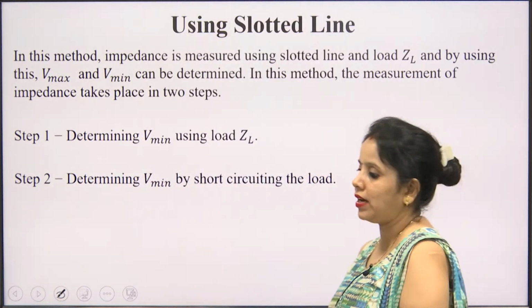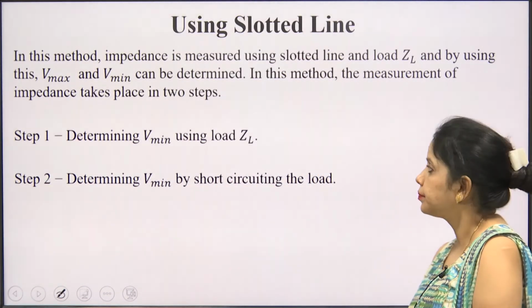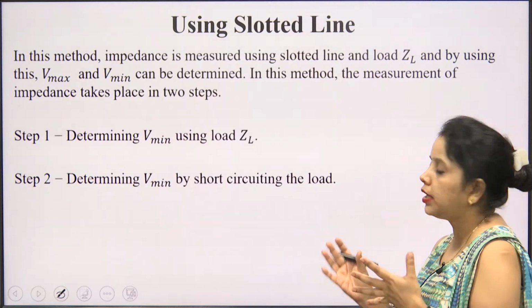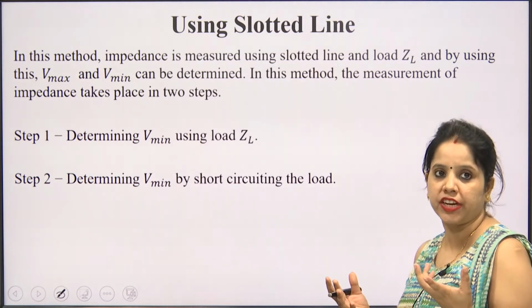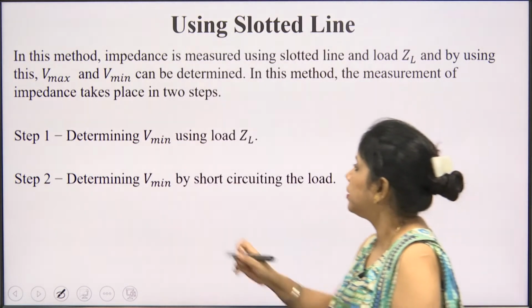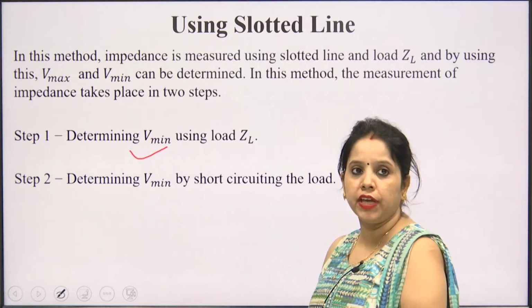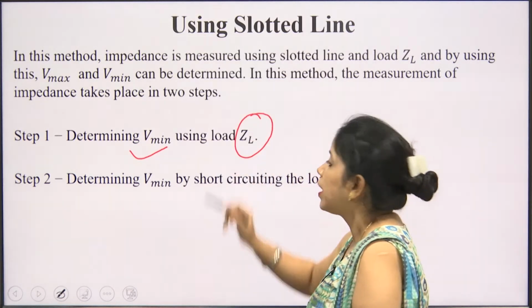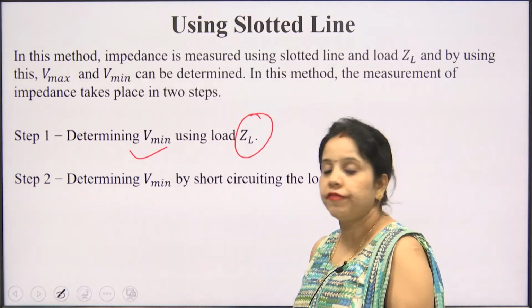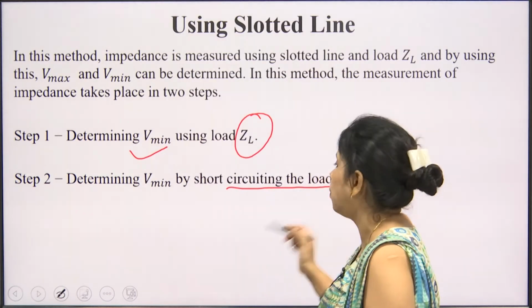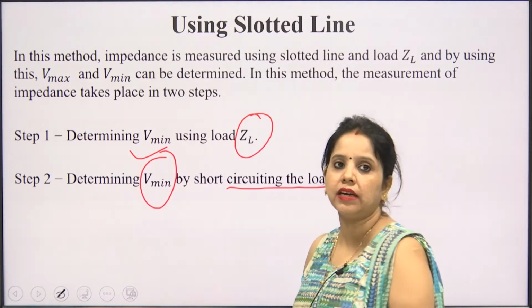Now, using the slotted line. So, what are we able to get with the slotted line? First, in this case we are actually making two types of arrangement. First is the arrangement to determine V min using the load ZL, and in the second step we are short circuiting the load and again calculating the V min.